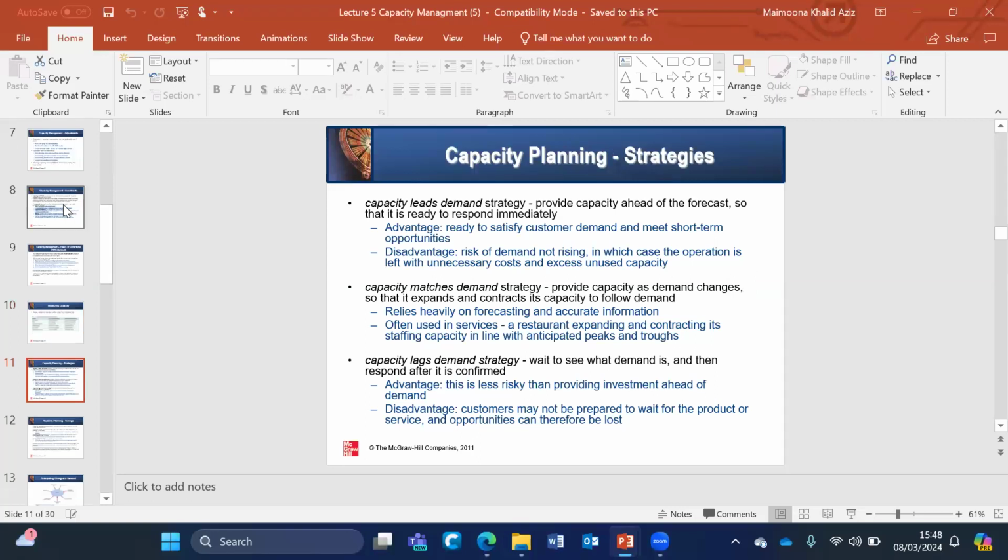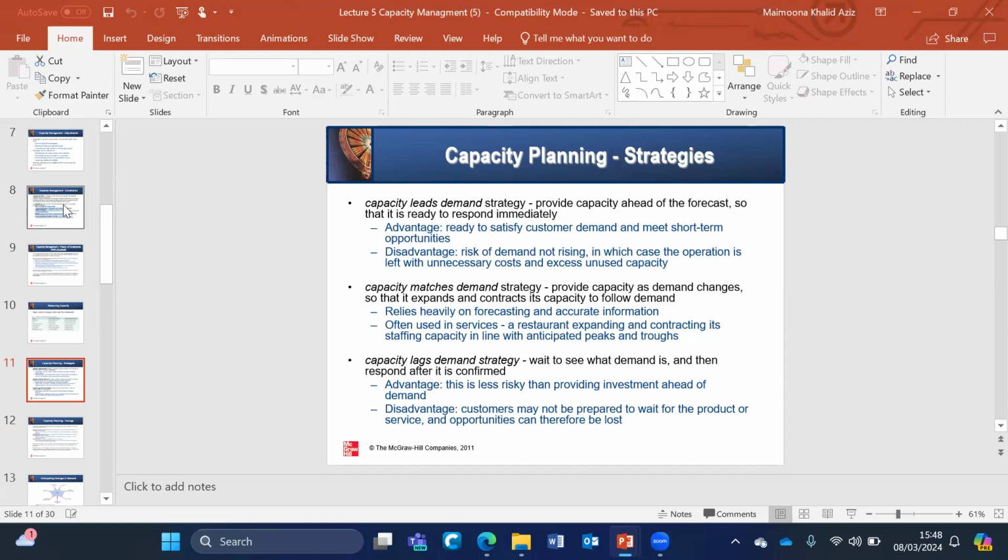Now, there are three different capacity planning strategies. The first one is capacity leads demand. That means no matter what the demand is, your capacity remains the same. You do not decrease or increase it. You keep producing at a certain level, and you are ready to satisfy the demand and meet short-term opportunities.